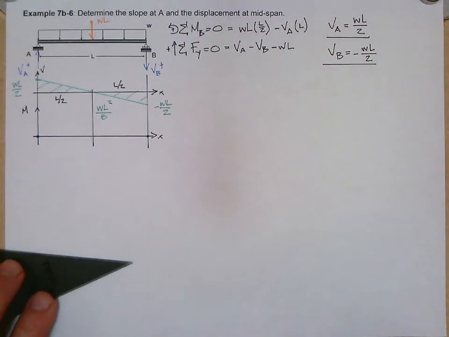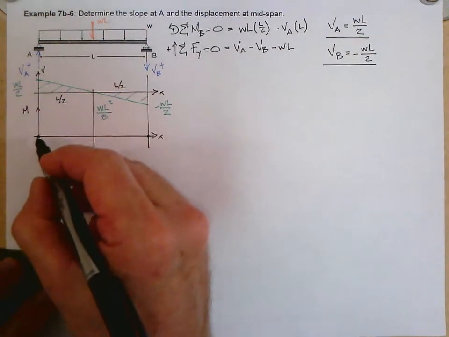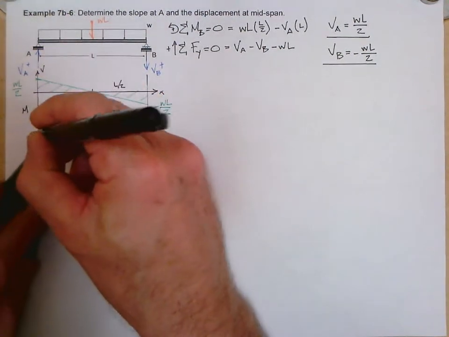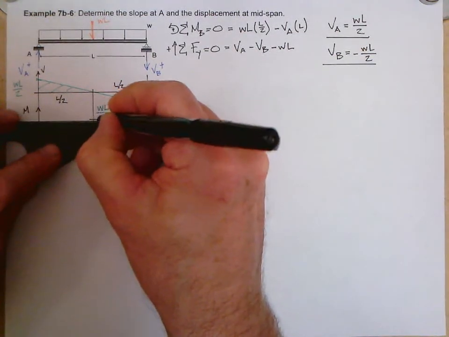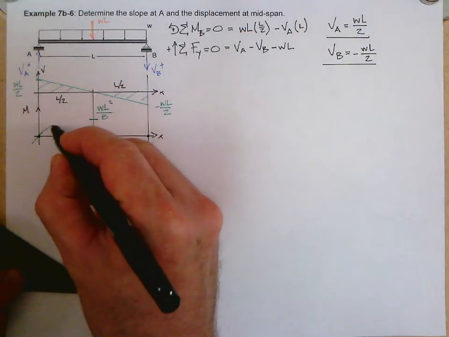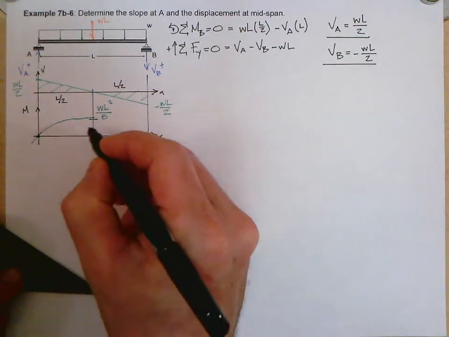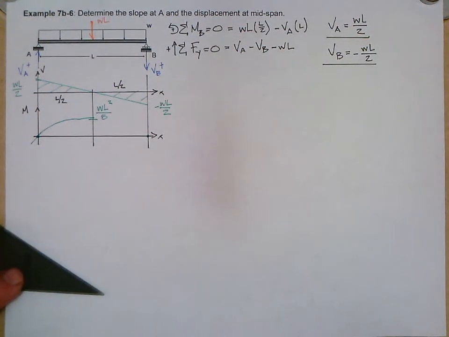And what's the shape of that curve? Well, I'm going to start off with a positive slope and end with a negative slope. So I'll get a nice shape. Oops, almost missed my mark. Sorry about that. So that's half a parabola.